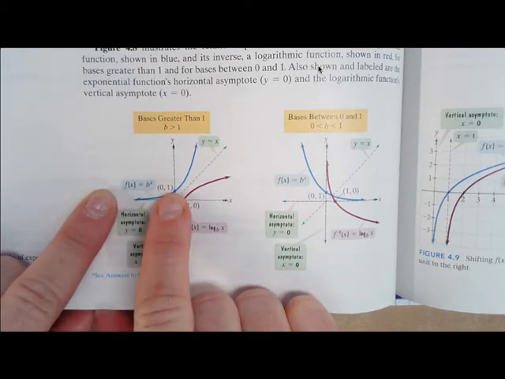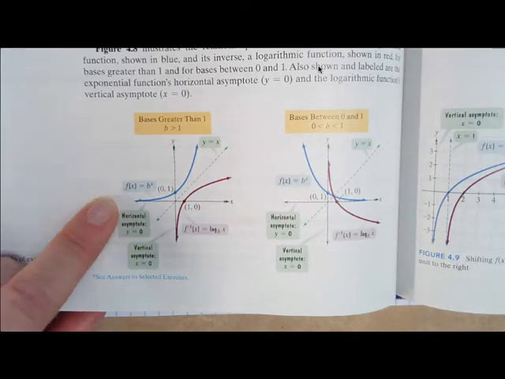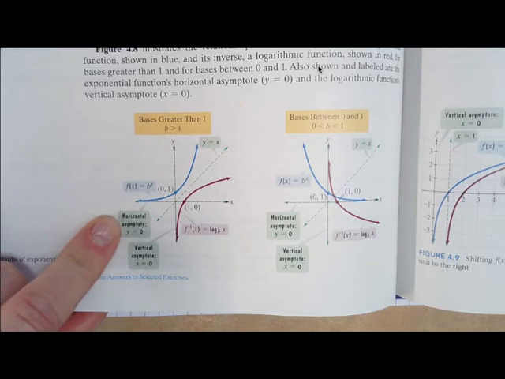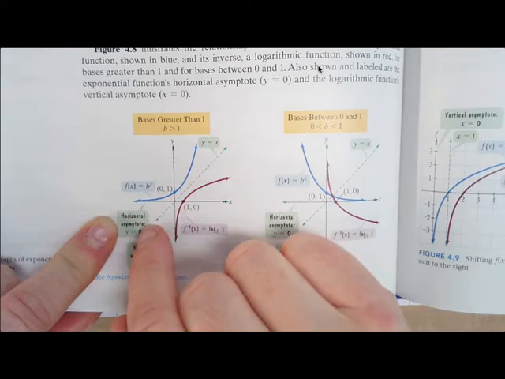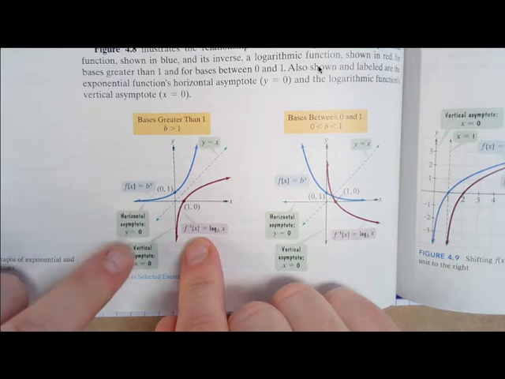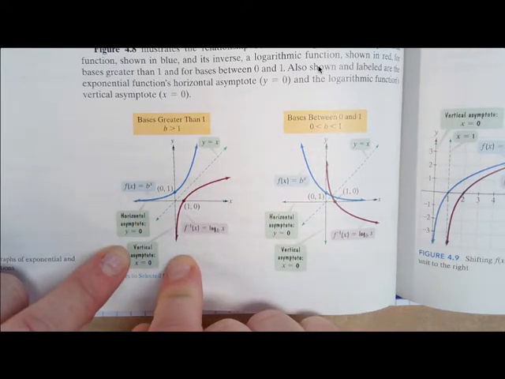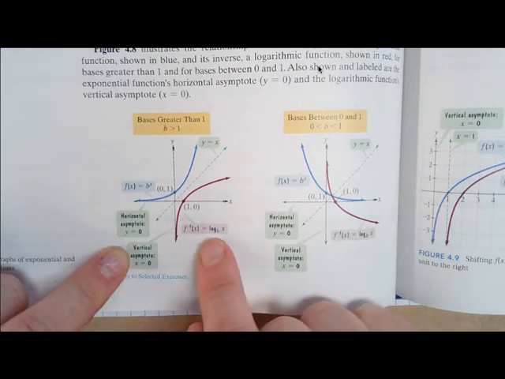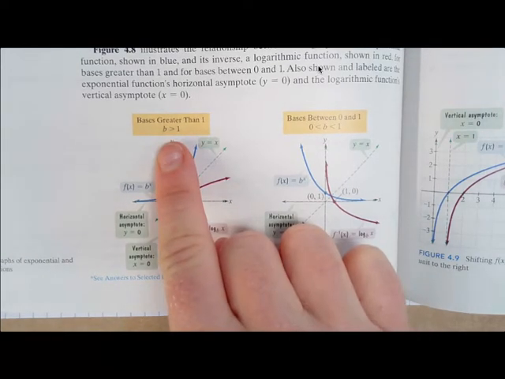So see how it goes through 0, 1, it's increasing, going up. And we have a horizontal asymptote at y equals 0. So since they're inverses, they reflect across y equals x. So this is what the log function looks like. And it has a vertical asymptote where we'll never cross, x equals 0. So it's log base b of x. So that's when your base is greater than 1.